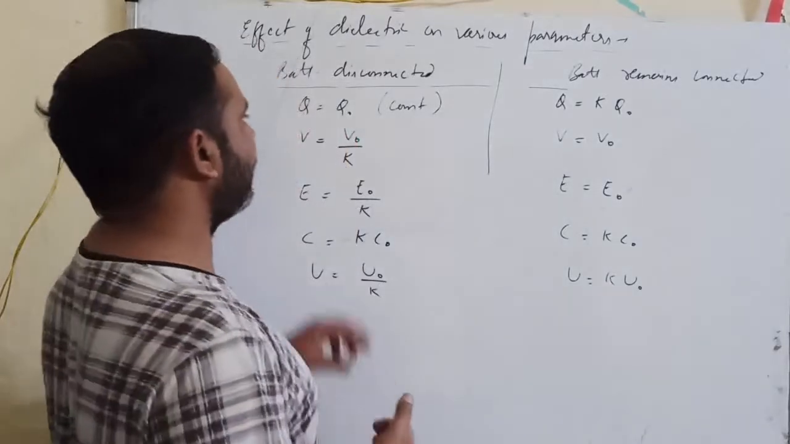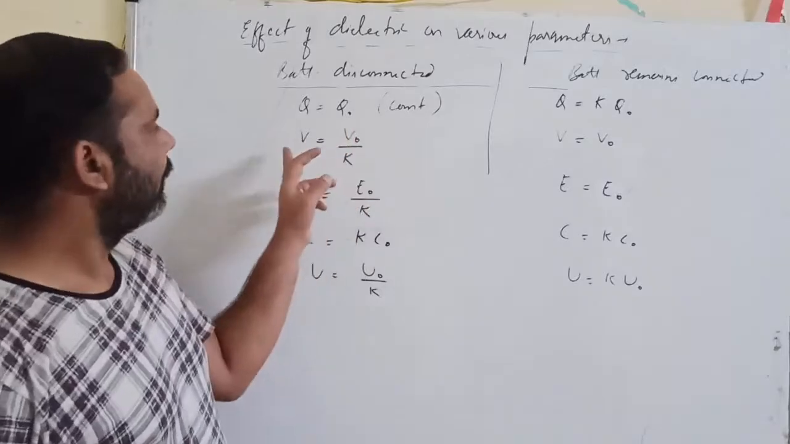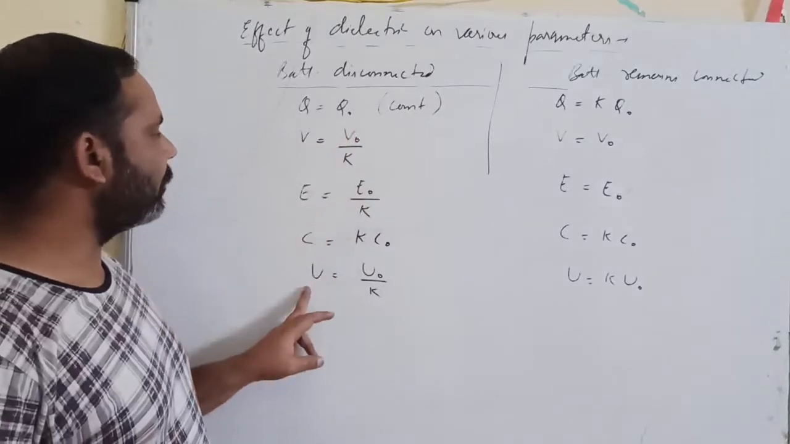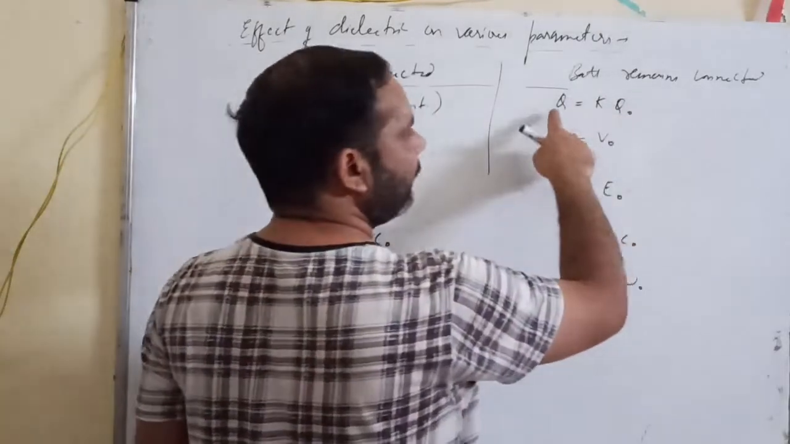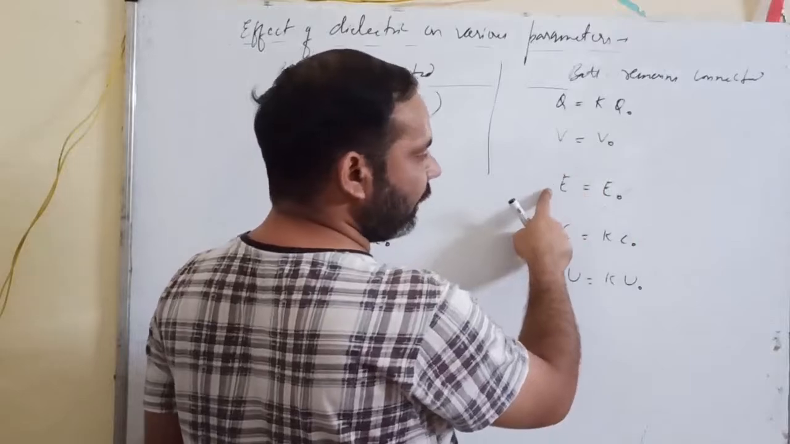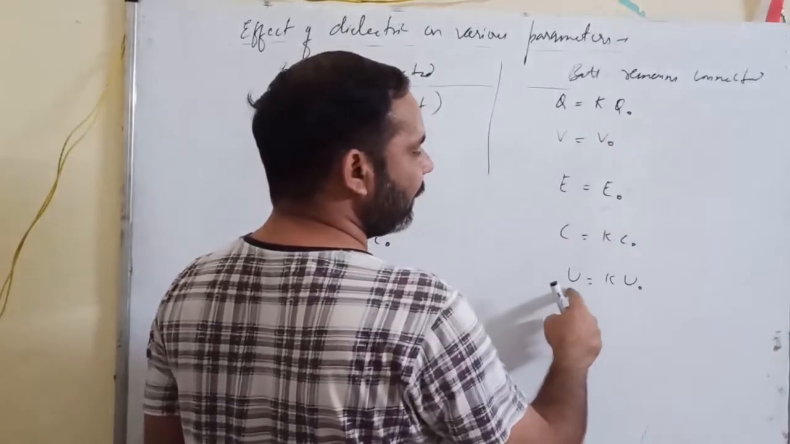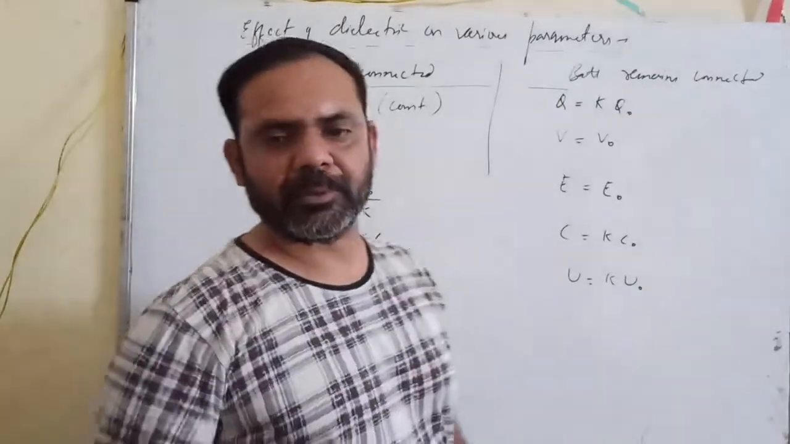So if you disconnect a battery, then charge will remain constant, Q naught. V, E and U will become 1 upon K times. If you keep the battery connected, then charge becomes K times. V and E will remain constant, U will become K times, and capacitance in both the cases will become K times.